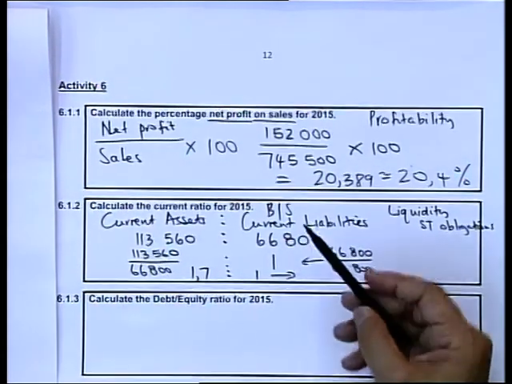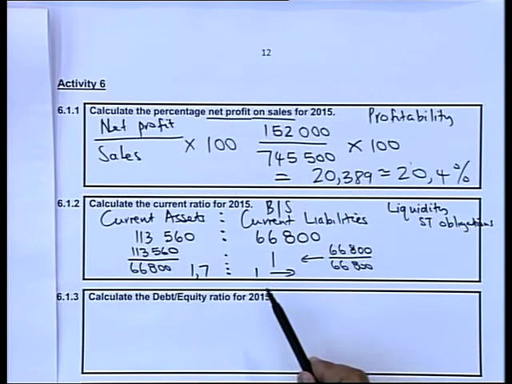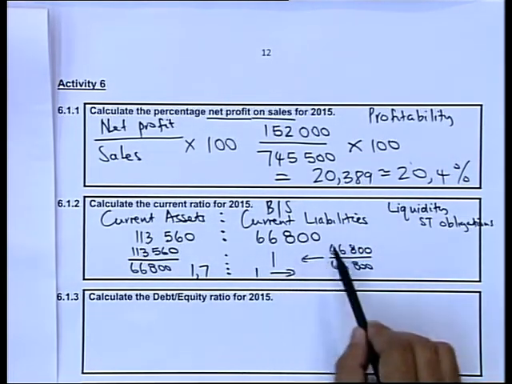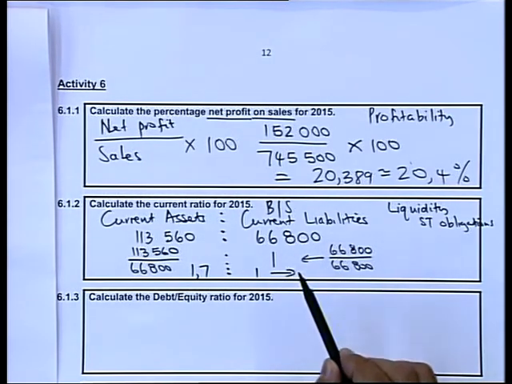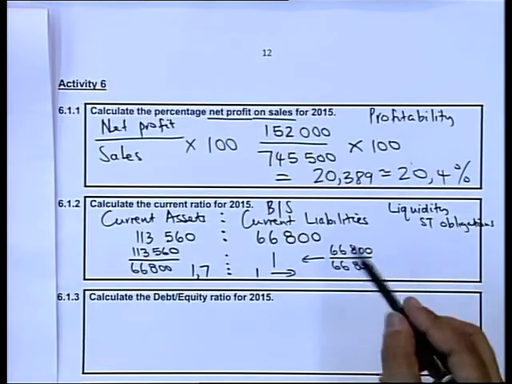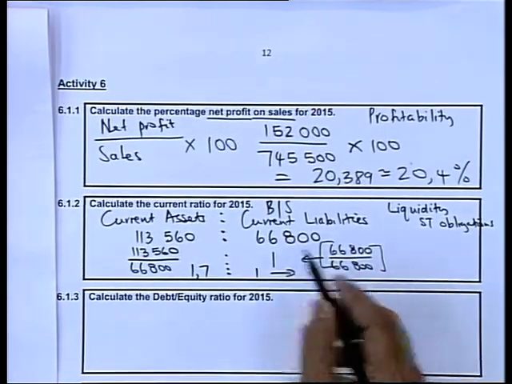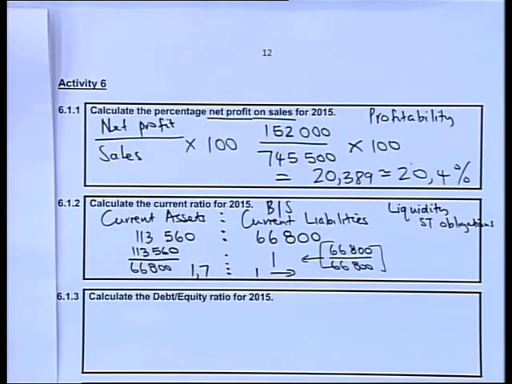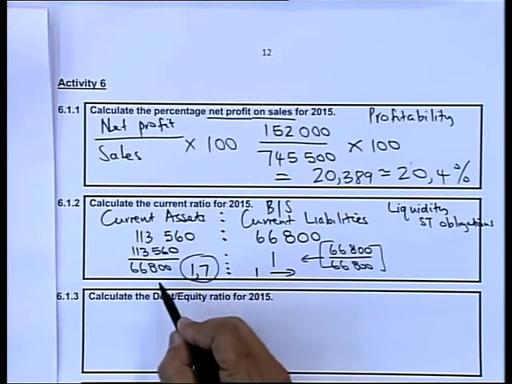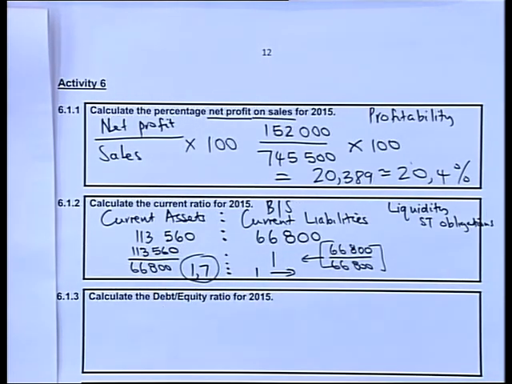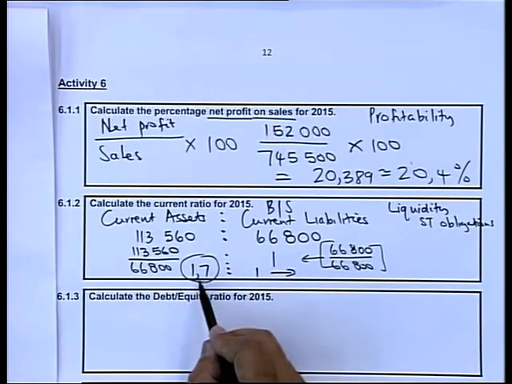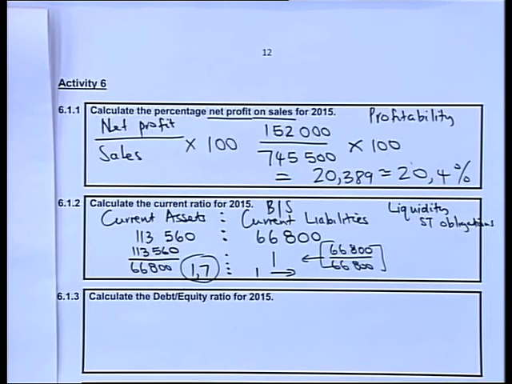Okay? Just again quickly, in accounting, if you want the ratio, the right-hand side has to equal 1. So whatever you have on the right-hand side, you divide it. You take the 66,800 in this case and divide it by 66,800 to get 1 on the right-hand side. So you have to do exactly the same on the left-hand side. Okay? But always something, in this case 1.7, is to 1, which means that for every current liability that you owe, you have 1.7 current assets to settle that particular debt. Okay?